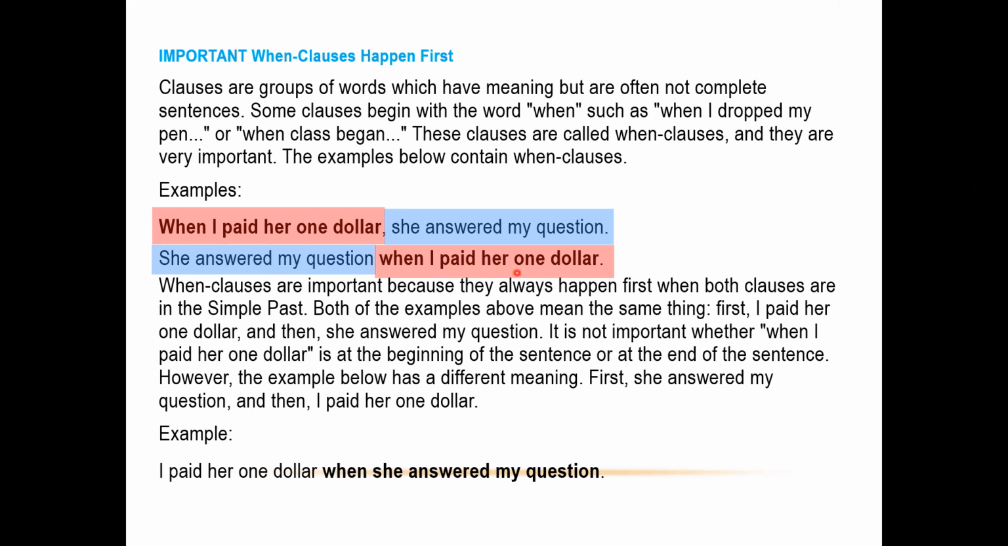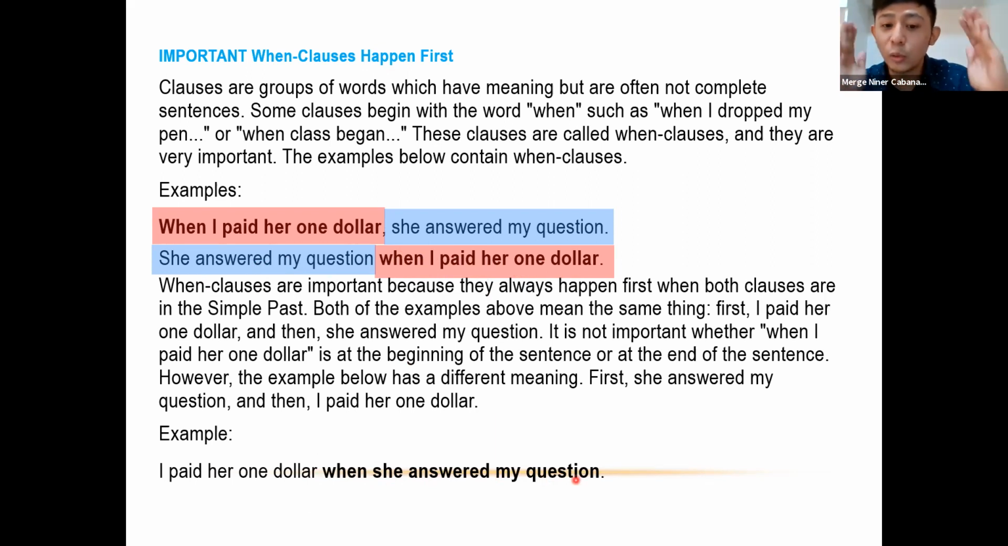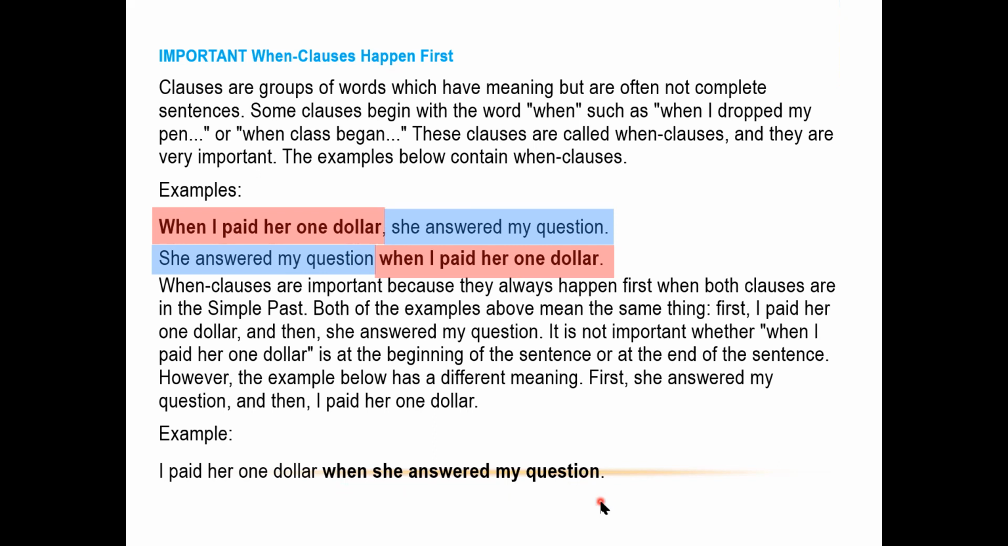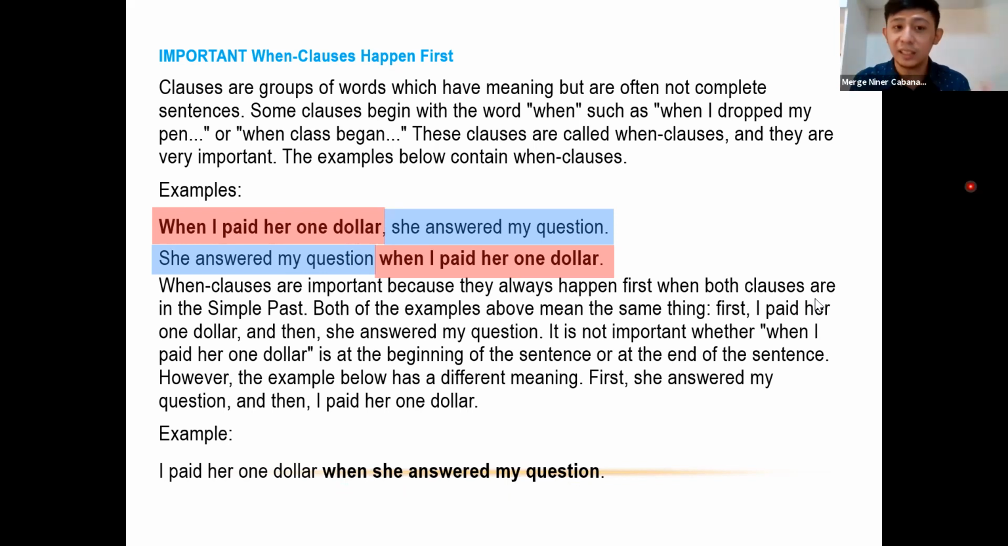Yes. Okay. Now, Jocelyn, here's a different thing. Yung when, inilagay ko sa when she answered my question. So, I paid her $1 when she answered my question. Anong nauna? Paying $1 or answering my question? When she answered my question. Correct. Again, Jocelyn, kasi nandun pa rin yung when. Dahil nandoon yung when, when clauses always happen first. Thank you so much for participating, Jocelyn. Thank you and welcome. Okay. So everyone, that is very simple. That is how we use the when clauses properly.